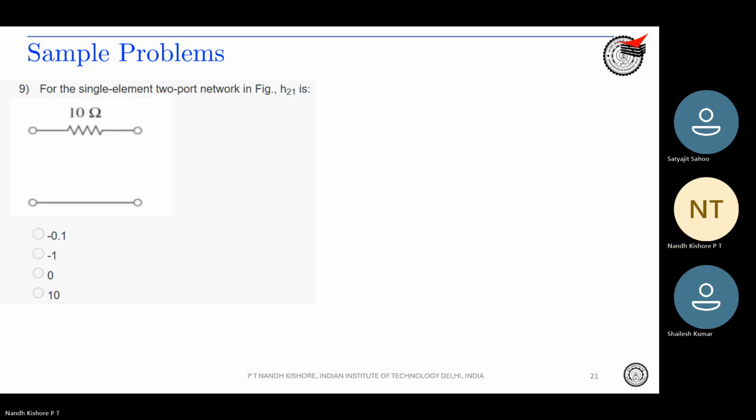Okay. Okay. No worries. So for the single element two port network in the figure, H21 is dash.